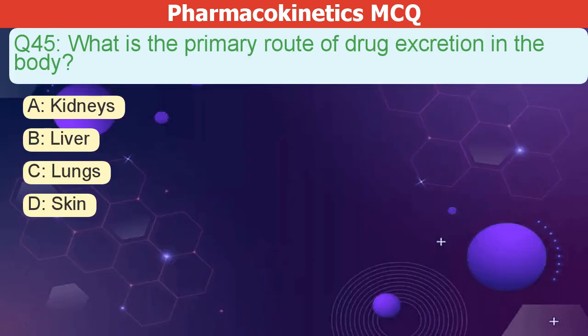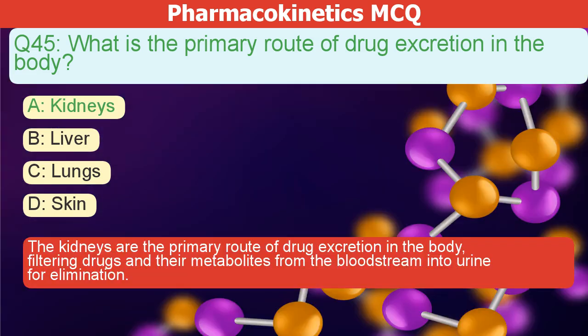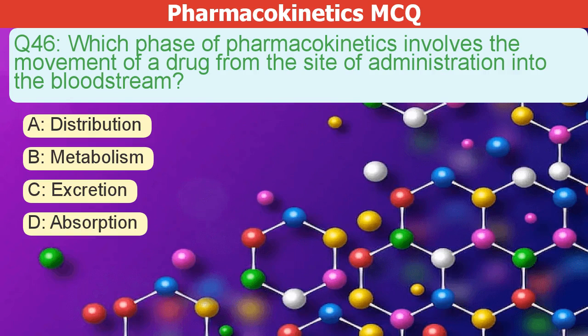What is the primary route of drug excretion in the body? A. Kidneys. B. Liver. C. Lungs. D. Skin. The correct answer is A. The kidneys are the primary route of drug excretion in the body, filtering drugs and their metabolites from the bloodstream into urine for elimination.